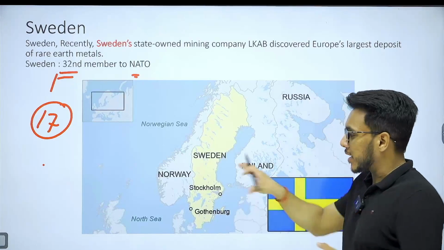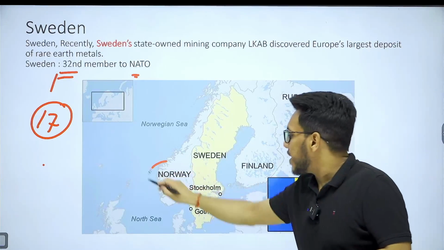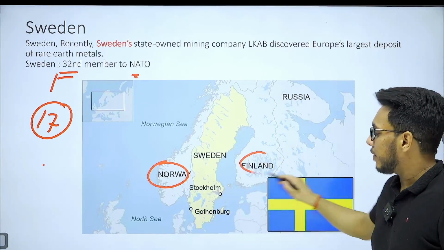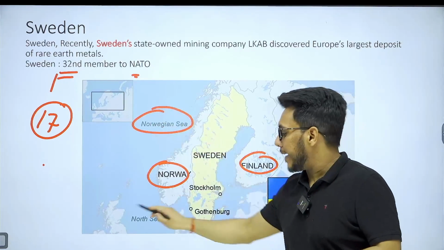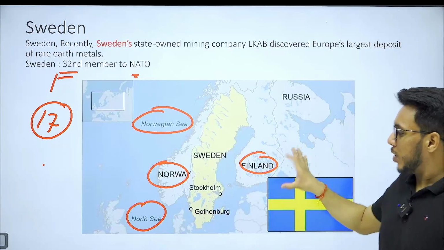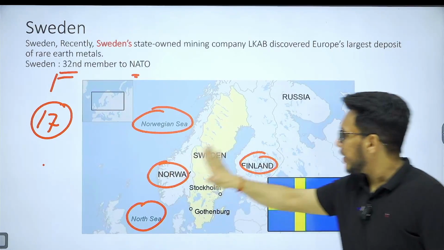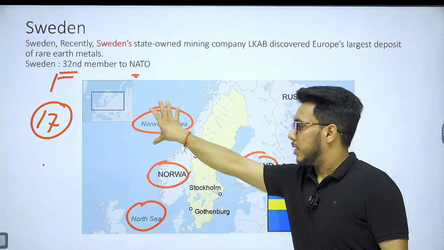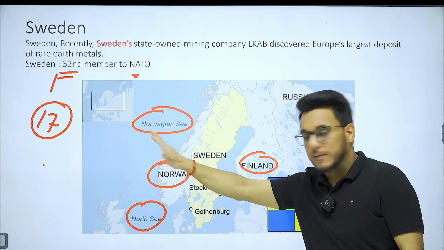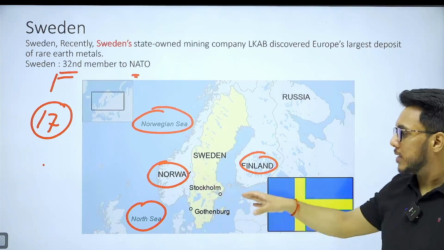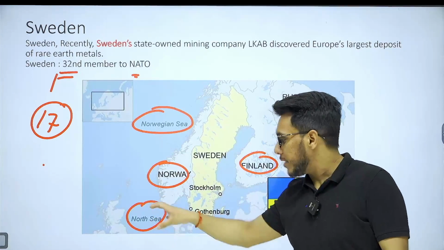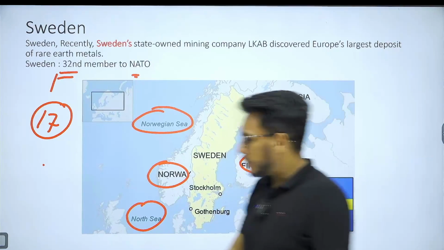Now, who shares the land border with Sweden? We have Norway, and here we have Finland. We have Norway and Finland. Here we have the Norwegian Sea, and in the south we have the North Sea. So the land boundaries: Norway, Finland, then the Norwegian Sea towards the western side, and towards the southwestern side, we have the North Sea. Okay, moving on.